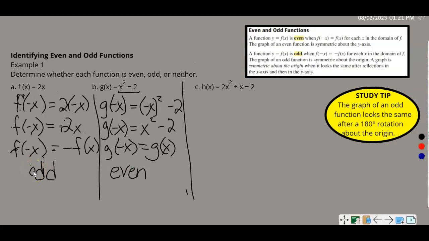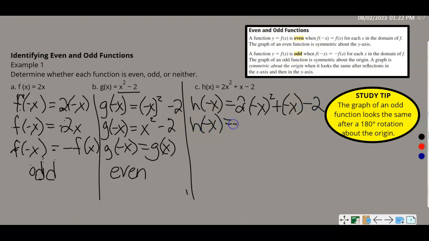All right, C part, h of x equals 2x squared plus x minus 2. So we're going to do the same thing. We're going to have h of negative x equals 2x. Well, hold on. I'm going to substitute negative x in here as well. All right, so negative x squared plus, and I'm going to substitute negative x in place of x there, and minus 2.